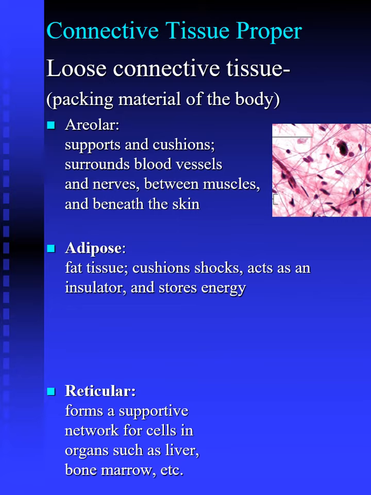There are three types of loose connective tissue. The first is areolar connective tissue, and this is highly variable in appearance, and it's the least specialized of the connective tissues within the body. It has this loosely organized array of collagen and elastin fibers, and its abundant distribution of blood vessels.